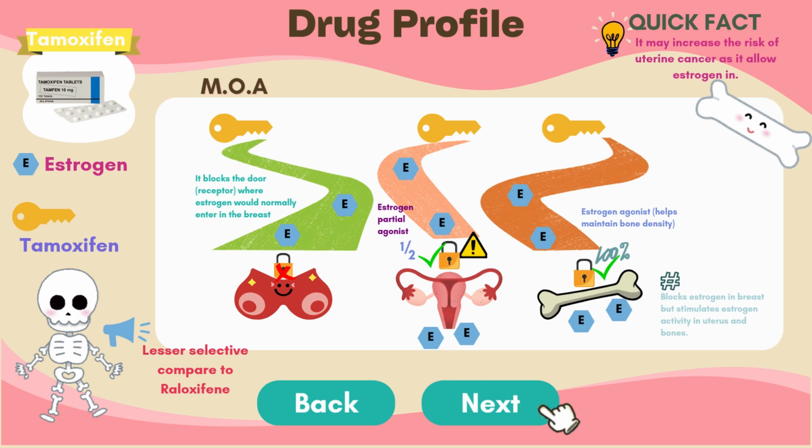But in the uterus, TAMOXIFEN is a partial key. It opens the door just a bit, which can stimulate the tissue and may increase the risk of uterine cancer with long-term use. That's why we add a caution sign here. In bone, TAMOXIFEN acts like estrogen and opens the lock fully, helping to protect bone density just like RALOXIFENE. So overall, TAMOXIFEN blocks estrogen in the breast but stimulates it in the uterus and bones. This makes it effective for breast cancer but less selective than RALOXIFENE. Extra tip, TAMOXIFEN is often used in both pre- and postmenopausal women, but because it partially opens the uterine lock, extra care is needed for long-term use.